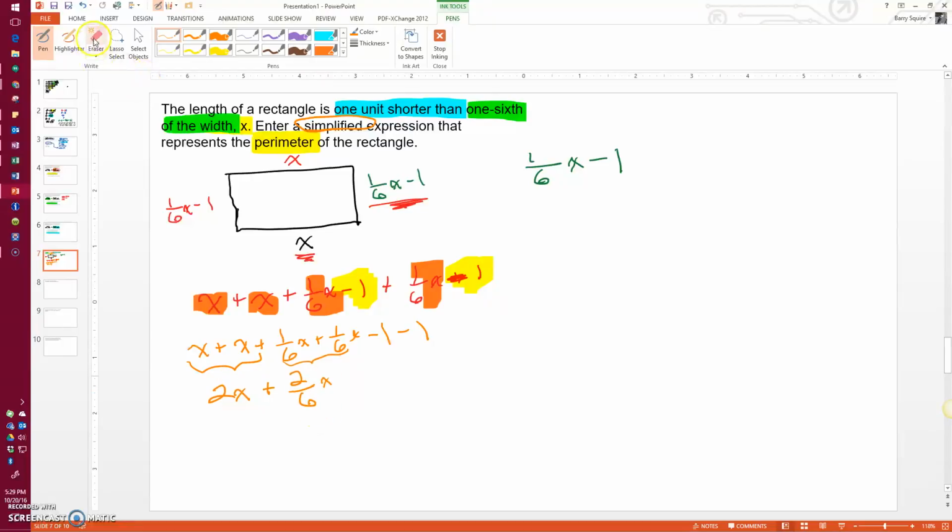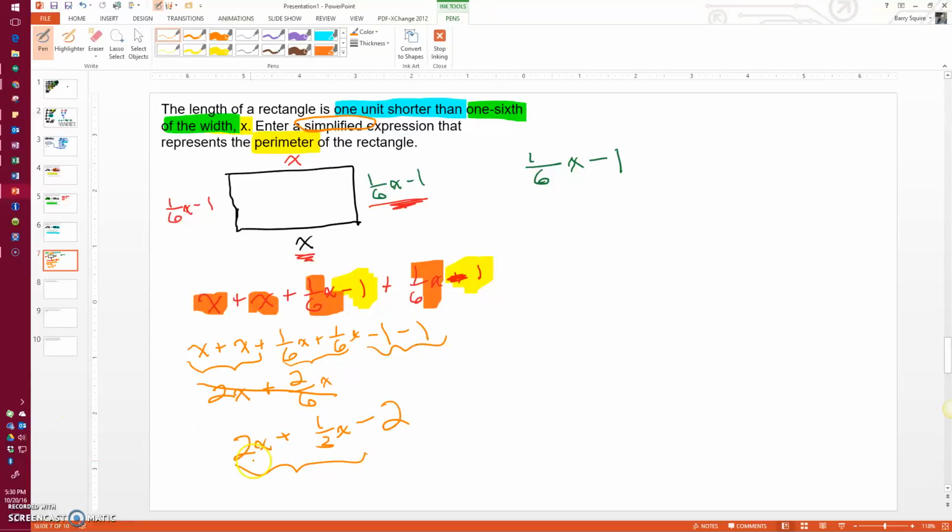And you know what? Let's simplify that a little bit. Those are both divisible by 2. So let's change that to 1/3. So I'm starting a new line here. And then minus 1 minus 1 is going to be minus 2. Well, we still need to combine these things. And we don't have to worry about the x's. We'll have to tack an x on at the end after we add 2 and 1/3.